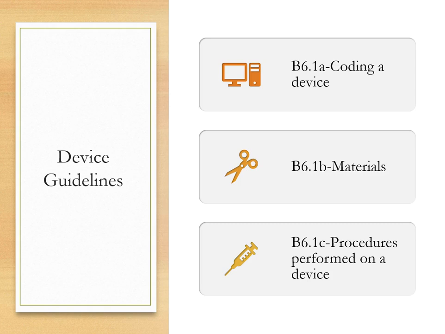Guideline B6.1C, procedures performed on a device only and not on a body part are specified in the root operations of change, irrigation, removal, and revision, and are all going to be coded to the procedure that was performed.